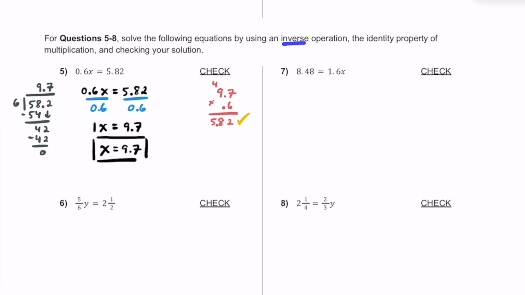Now the inverse operation that we used in this particular problem was division. We divided both sides by 0.6 or 6/10. The identity property of multiplication is essentially saying here that we have this 1x because 6/10 divided by 6/10 is really just 1. And then using the identity property, 1 times any value is just that value. So we don't have to write the 1. So we can say x is equal to 9 7/10.